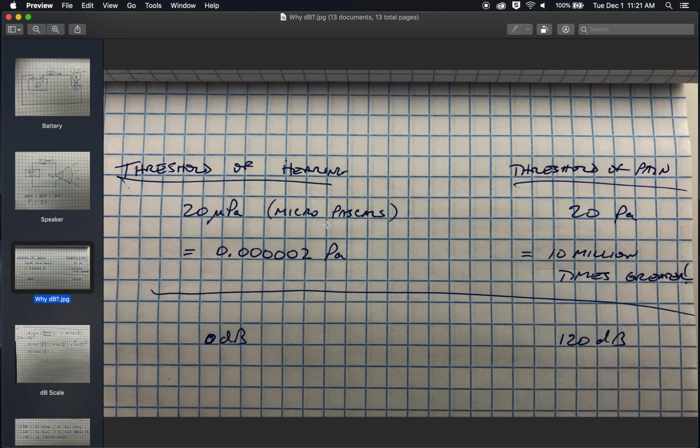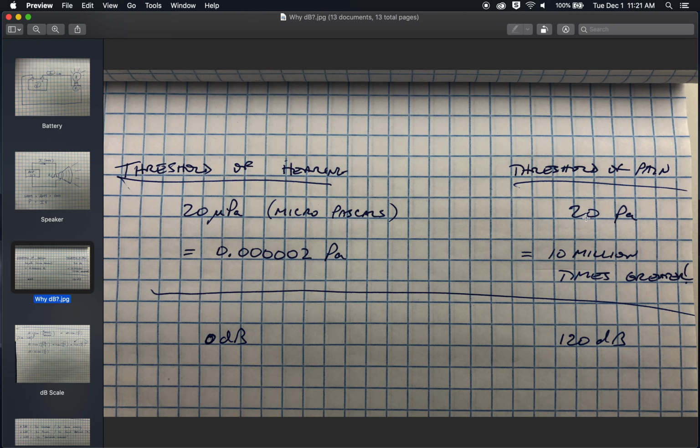Pascals are a unit of pressure. And so 20 micropascals, that U with the funny tail is the abbreviation for micro, is equal to what we call 0 decibels. 20 micropascals is 0.000002 pascals. And the threshold of pain, when your ears actually start hurting because the volume is too loud, is somewhere around 20 pascals, which is about 120 decibels.